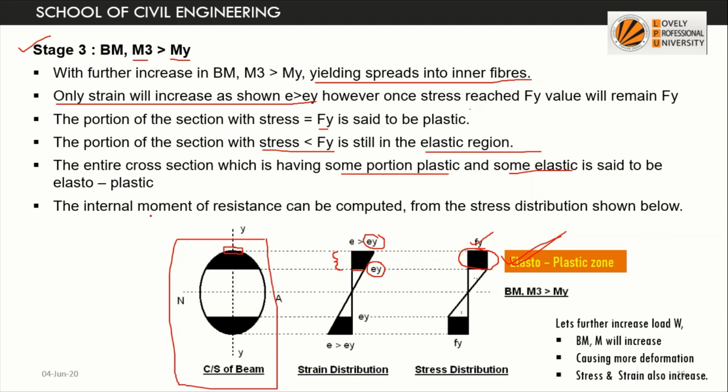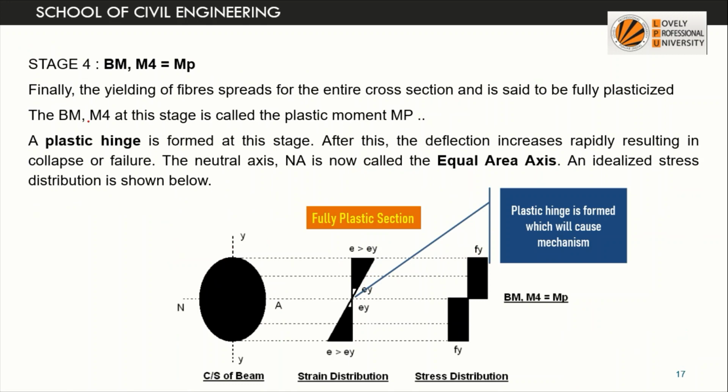So how do we calculate the moment of resistance? Simply, we take the moment of this stress, using this stress distribution, to calculate the moment of resistance if required. Now suppose we further increase the load. We still are not satisfied, because we want to play with the material. So we increase the load, bending moment is increasing, deformation is increasing, stress and strain are also continuously increasing. So what happens at stage 4 when the bending moment is M4? Now it will be equal to Mp.